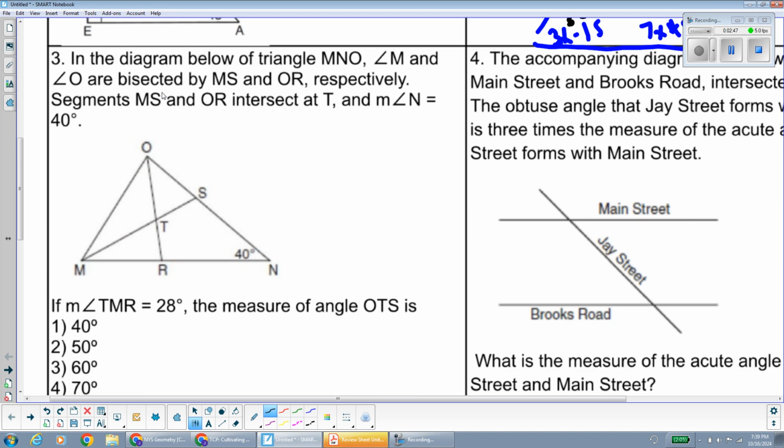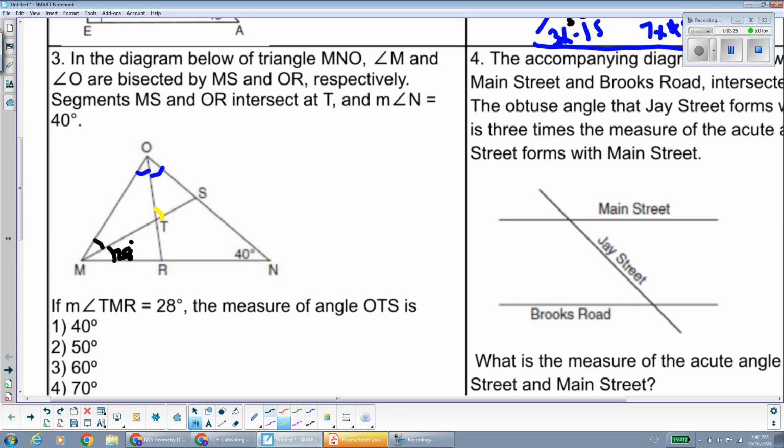This one's a little bit tricky. Angle M and angle O are being bisected. So angle M is being split equally, and angle O is also being split equally. And we are also told that the measure of angle TMR is 28 degrees. So this angle over here, TMR, is 28 degrees. And we're looking for the measure of angle OTS.